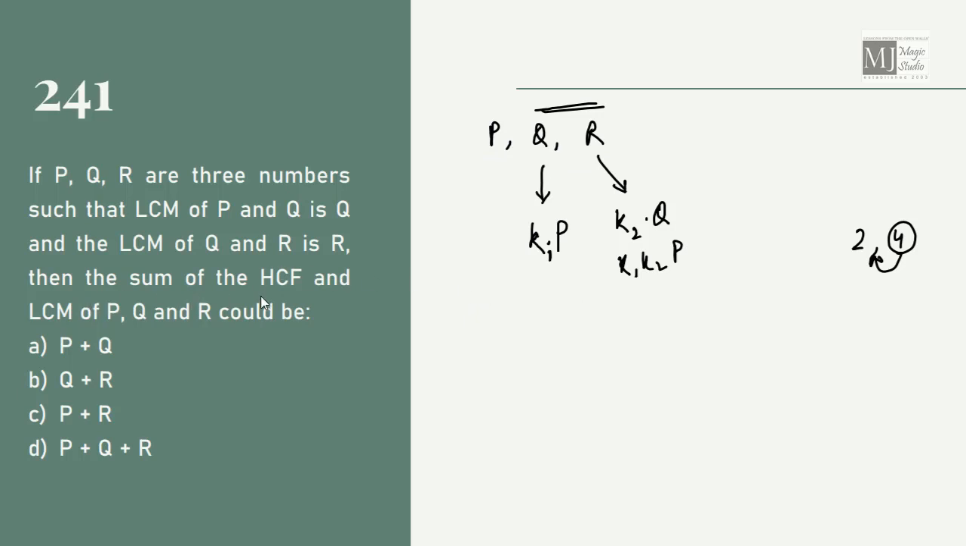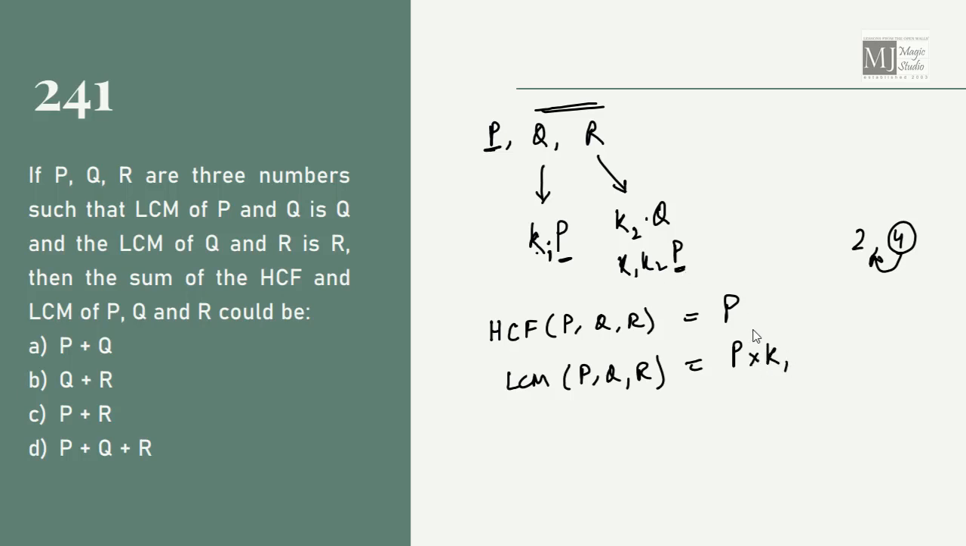Now, what is the sum of HCF and LCM of the three numbers? First, what is the HCF of P, Q, R? HCF of PQR is P, because P is a common factor among these three numbers. Now LCM of PQR would be the common factor first, then K1 is common in these two, and then K2. So K1 into K2 into P, which is nothing but K2 into Q, which is nothing but R, isn't it? So the sum of HCF and LCM should be P plus R.